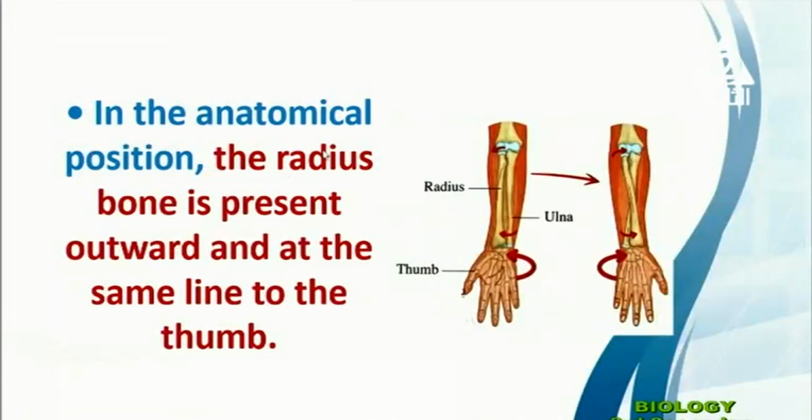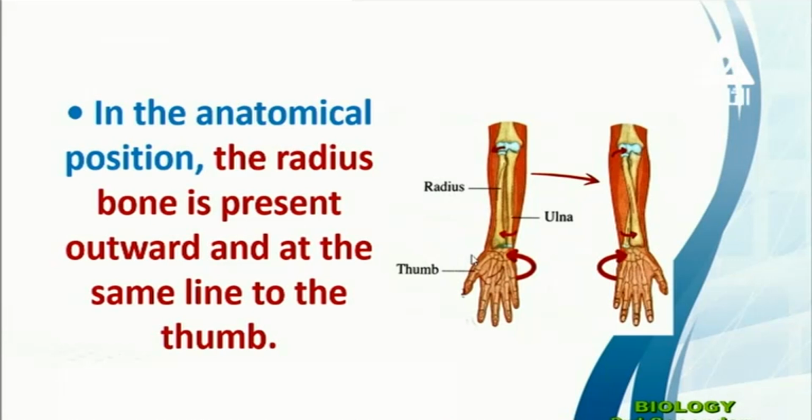Anatomically, you must take care. The radius exists with the thumb. If you are going to change your hand position, see what is written? This will be like this. Anatomically, the radius bone is present outward. You know outward? Outside the body. And the same line as the thumb, okay?